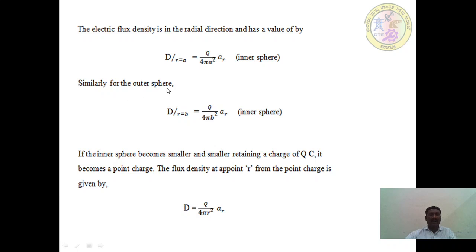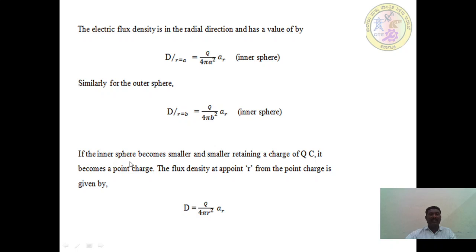Similarly, for the outer sphere, the electric flux density D, the radius is b, r is equal to b. Okay, by mistake here inner sphere is written; this is the outer sphere because the radius is b. The value is Q divided by 4 pi b square into a_r.